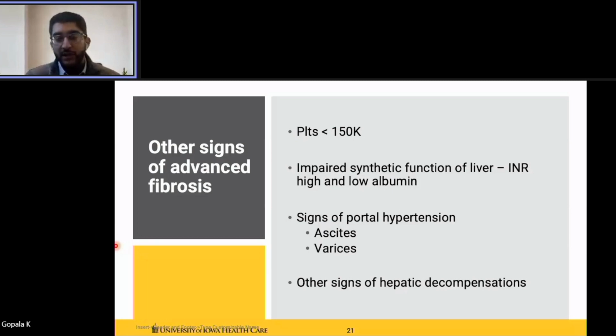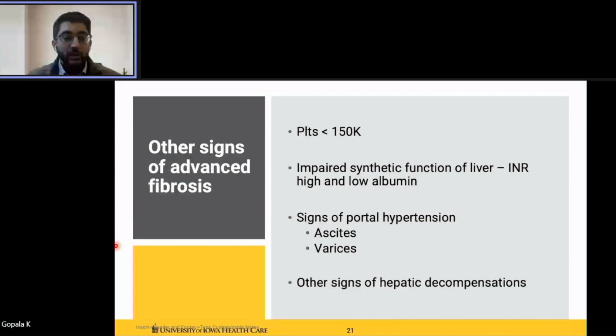So the lower the platelets, the higher the suspicion of the degree of cirrhosis. If they have higher INR or low albumin, it shows impaired synthetic function. And other signs of portal hypertension include ascites or varices. And other signs of hepatic decompensation include hepatic encephalopathy or variceal or GI bleeds. So these would be warning signs to either admit the patient or refer the patient to a hepatologist or a transplant center.